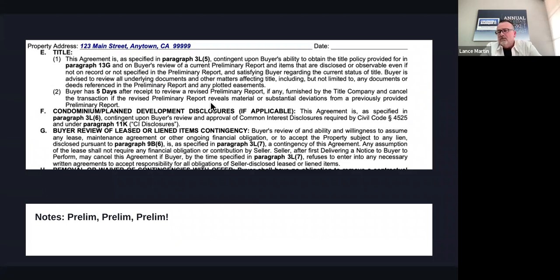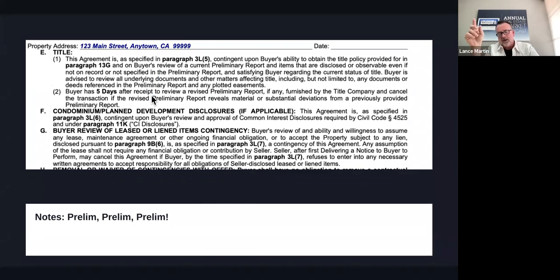CC&Rs, some sort of special regulation. You can't park an RV in the driveway, whatever it happens to be. And by the way, those don't always jump out at you on a prelim. A lot of times the things that are of a concern are mentioned in a prelim, but they require additional research. You've got to go get a copy of that document. You've got to get a copy of what it's saying.